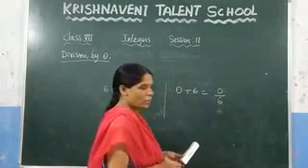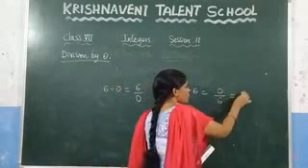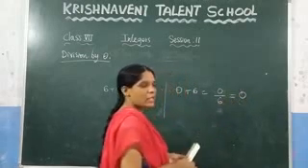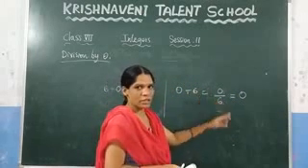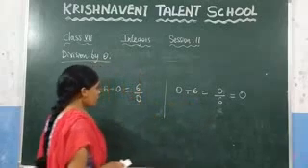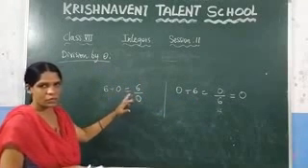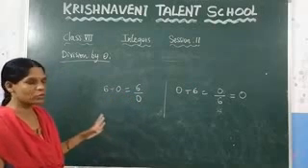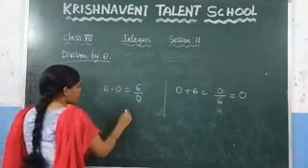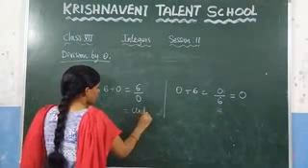What is the value of 0 by 6? You know that 0 by 6 is always 0. If the numerator is 0, the result is always 0. But what is the value of 6 by 0? If the denominator is 0, we cannot find that value. So we say that this value is undefined.